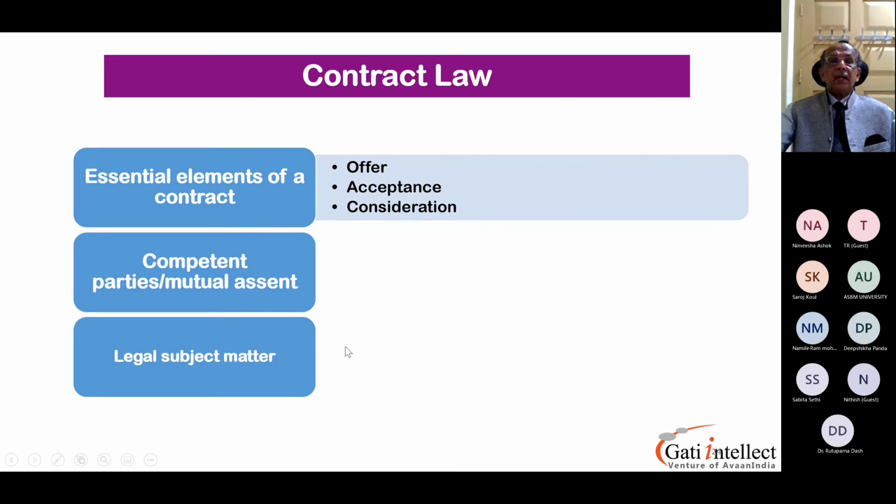Then competent parties and mutual assent. Who are the competent parties in contract law? Mutual assent has to be obtained. The contract is a legal document, a legal issue which has to be agreed by both the parties. Here come issues which we have talked about earlier, and I'm repeating it, like the jurisdiction. Where can the contract be enforced? These are all very important issues.